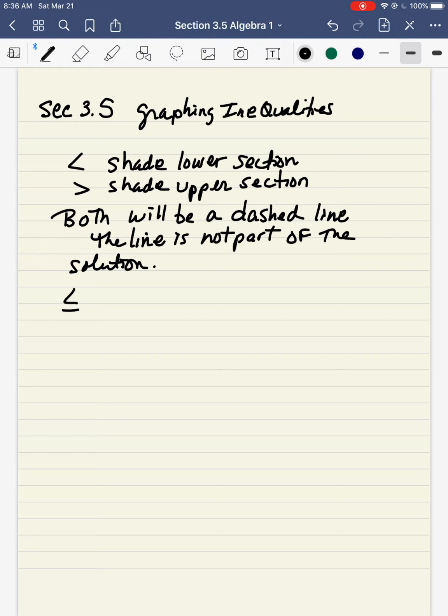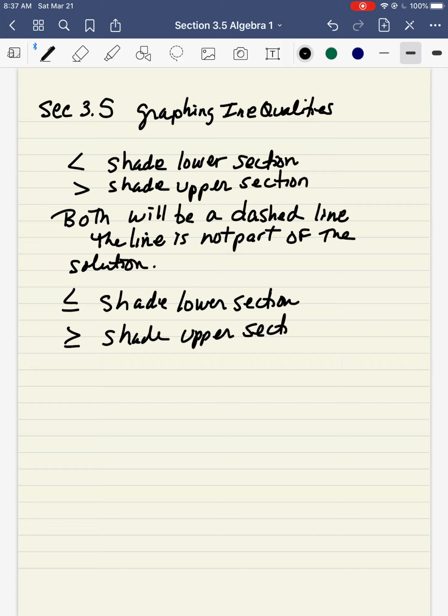Less than or equal, you shade the lower section. Greater than or equal, you shade the upper section. Both of these will be solid lines because they are part of the solution.